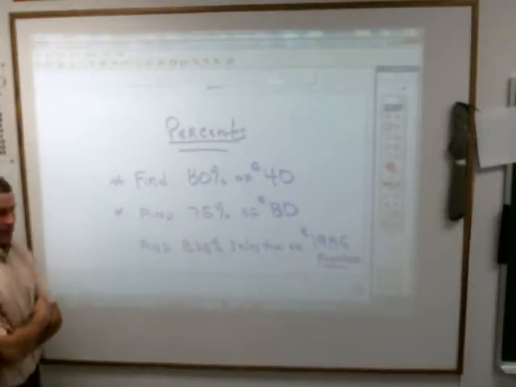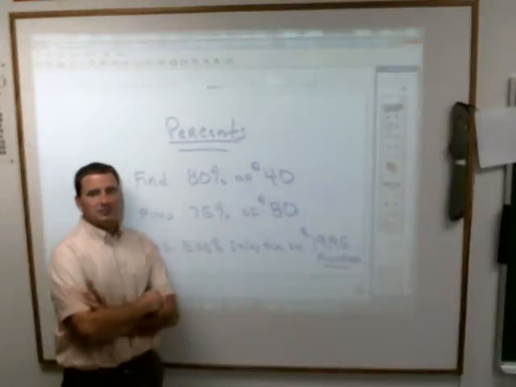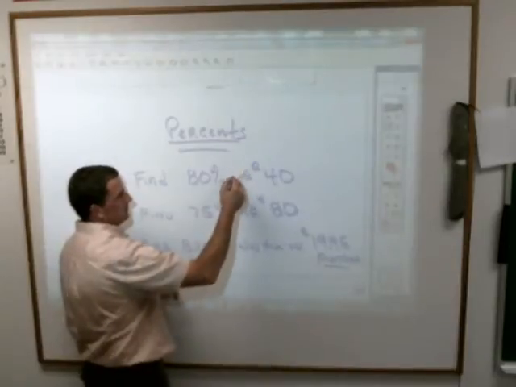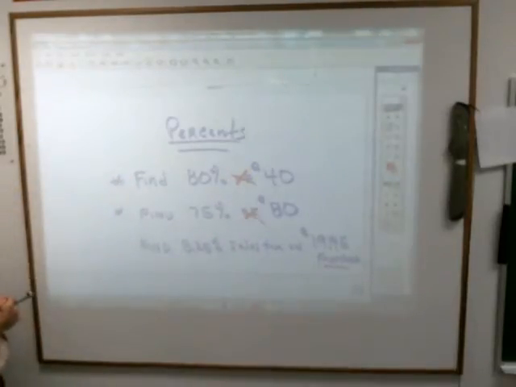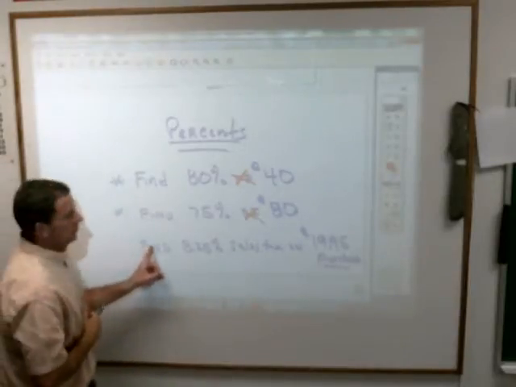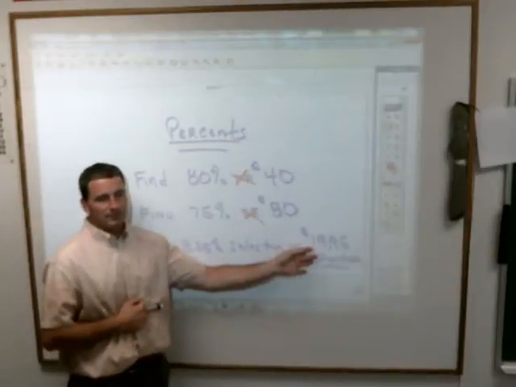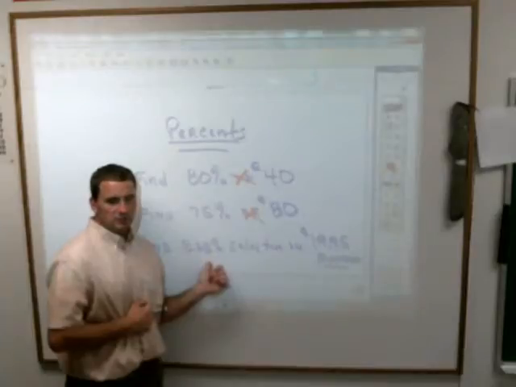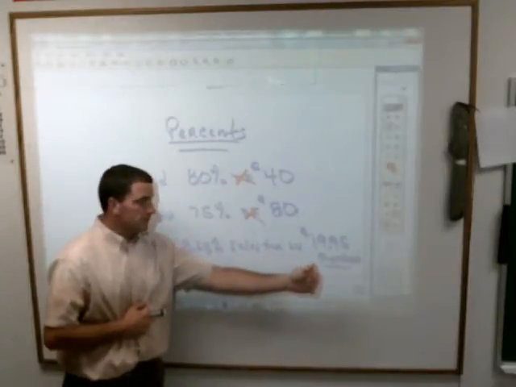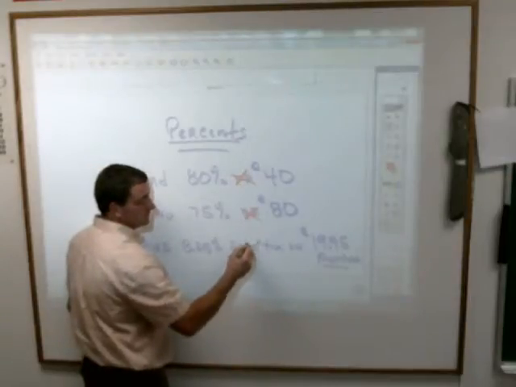The first thing is this. The word of in math 90% of the time means to multiply. So in this case, and in this case, right off the bat, we know we need to multiply. You don't see the word here, 8.25% sales tax on $19.95, but it's there because you want to find out what 8.25% of $19.95 is. So this is multiplication as well.